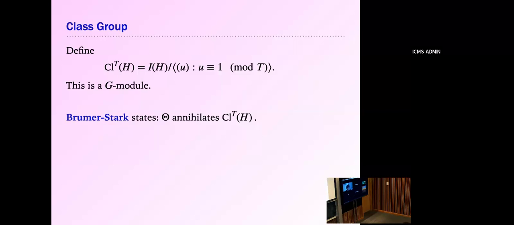Okay, so now what is the class group? I was talking about units, and then I started talking about class groups, but I didn't make the connection. I probably should have done that earlier. The class group in question here will be the usual class group, except it's modified at T.